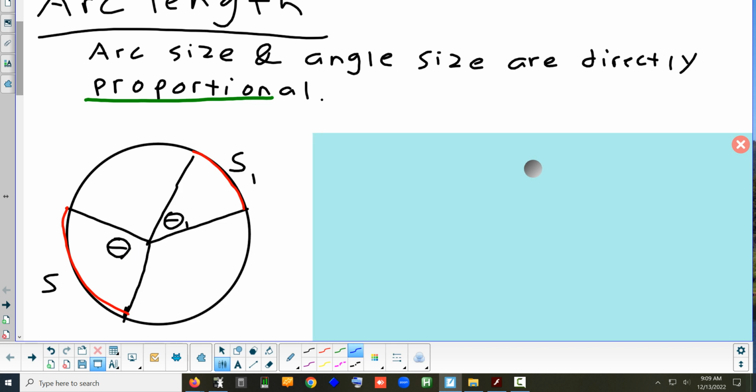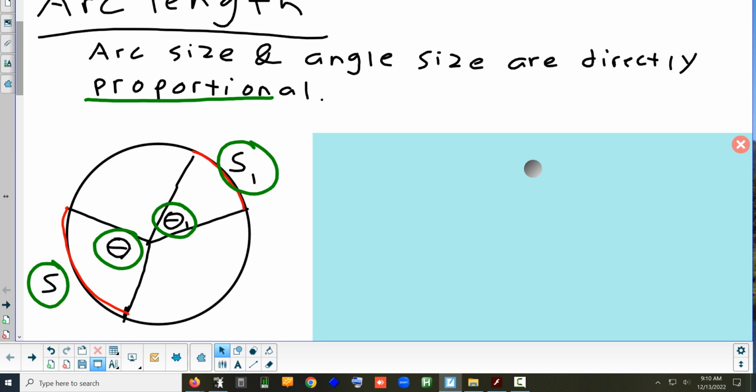All right, here's a circle. And I've drawn 2 angles in the circle. One angle I've called theta. The other angle is theta 1. And then the arcs that correspond to those angles, that's an S, and that's an S1. So I have 4 things labeled in that picture. 2 angles, 2 arcs.